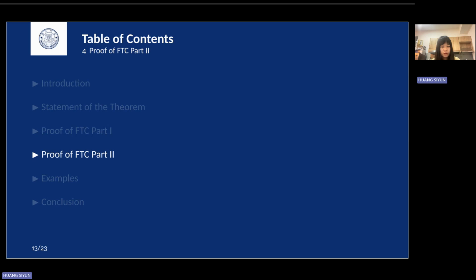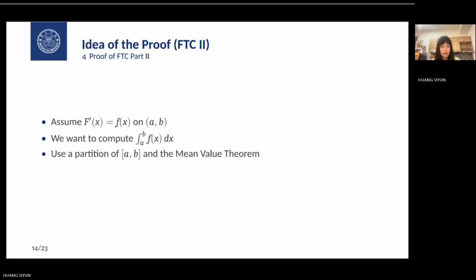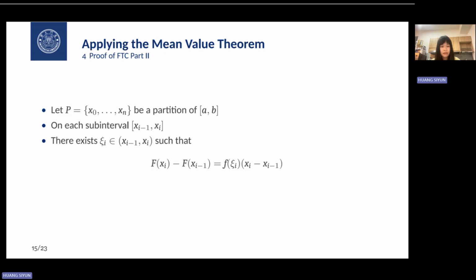Now, let's move on to proof part 2. The goal of part 2 is, if we know a function's derivative, how do we compute the integral of that derivative? The strategy is to chop the integration interval into many small pieces and apply the mean value theorem on each piece. The mean value theorem tells us that on any small subinterval, the change in the values of the original function equals the derivative at some point inside the subinterval, multiplied by the length of the subinterval.